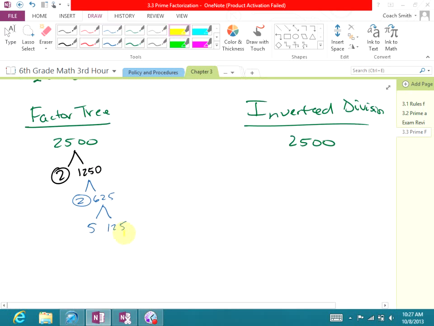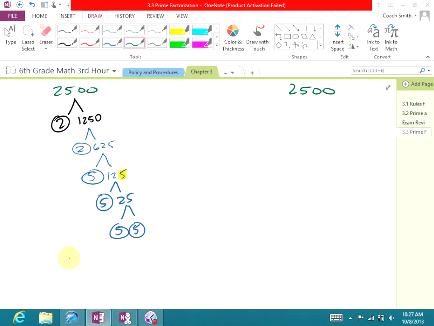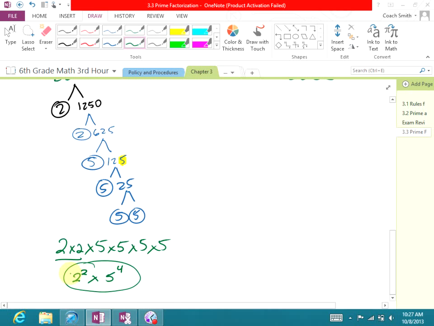Now, 5 goes into it again because 5 is at the end. So that's 5, and that goes in 25 times. Then 5 goes into that 5 times. So your factor tree then, or your prime factorization, is 2 times 2 times 5 times 5 times 5, which is 2 to the second times 5 to the fourth. Okay, you need to write it with exponents.